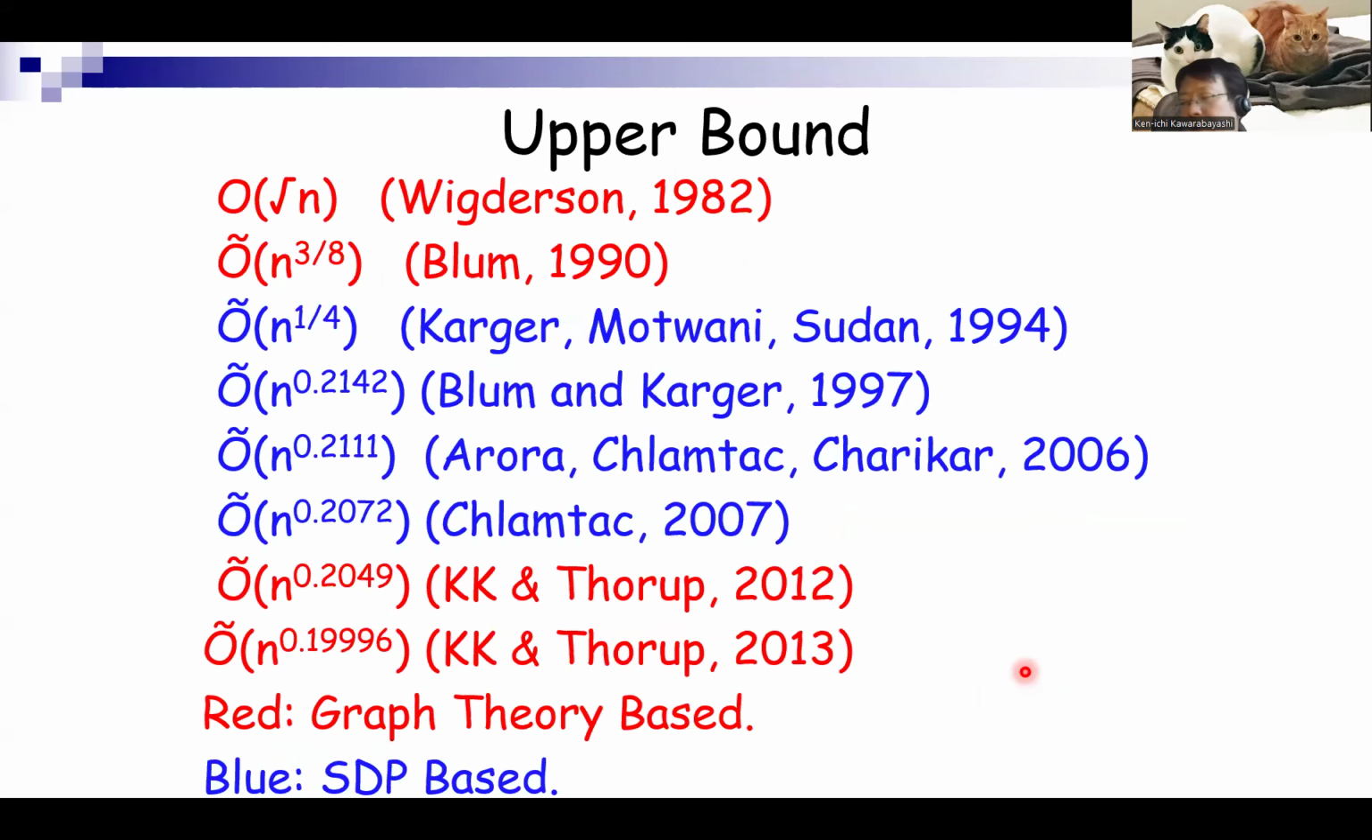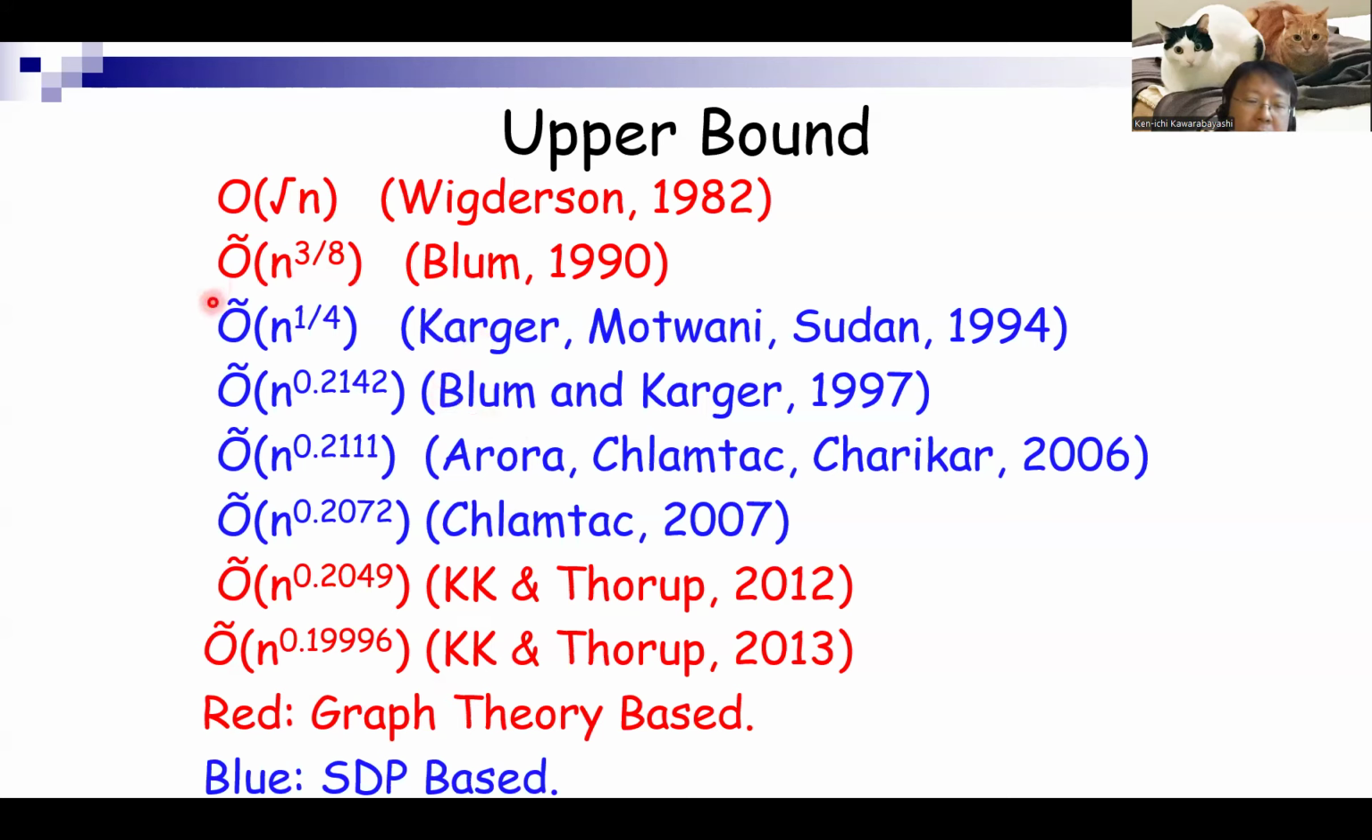Let's go to the upper bound results. The first result, by Wigderson, is that root n colors are enough. And then Blum showed that n to the 3/8 is enough. These two, colored red, are based on graph theory, and the blue ones are based on SDP.